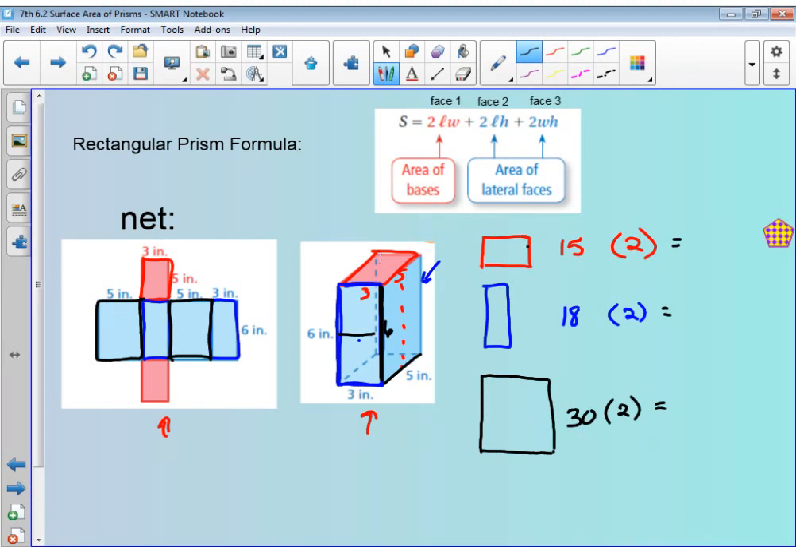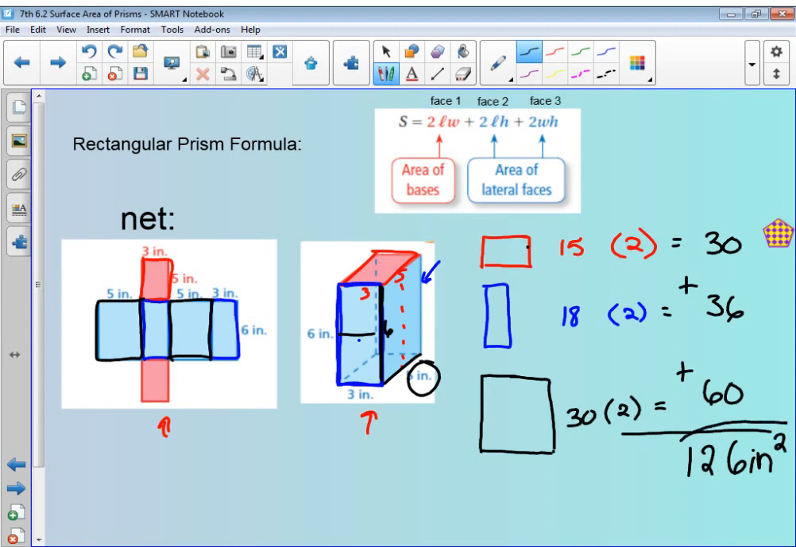So 15, if I've got 2 of these, 15 times 2 is 30. Plus I've got 2 of my 18 areas. So 18 times 2 is 36. Plus I've got 2 sides that have a surface area of 30. So 30 times 2 gives me 60. I'm now going to add all of these together. I get 126. My units was inches. And it's surface area, so it's squared. So here I got 126 inches squared.